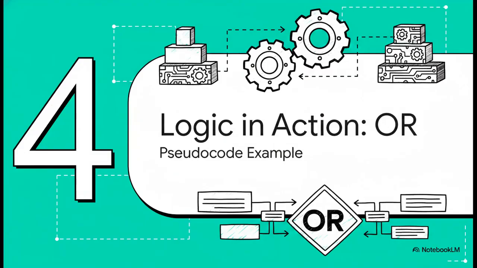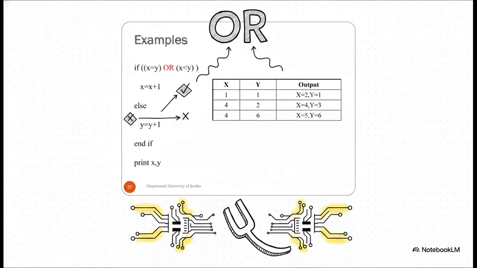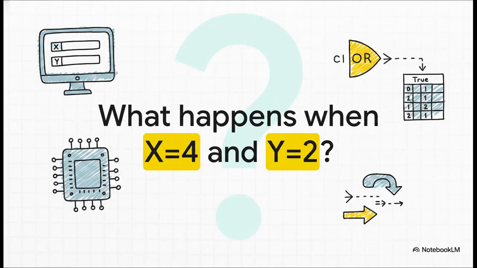Section 4, Logic in Action, an or example. It is time to stack our building blocks and see how these rules govern actual pseudocode. So the crucial point is how the code uses the or operator right at the top as a gatekeeper to decide whether to run x equals x plus 1 or y equals y plus 1. It's asking the system, is x equal to y or is x less than y? Let's test this. What happens when x is 4 and y is 2? Try to apply that or truth table we just learned in your head for a second before we reveal the answer.